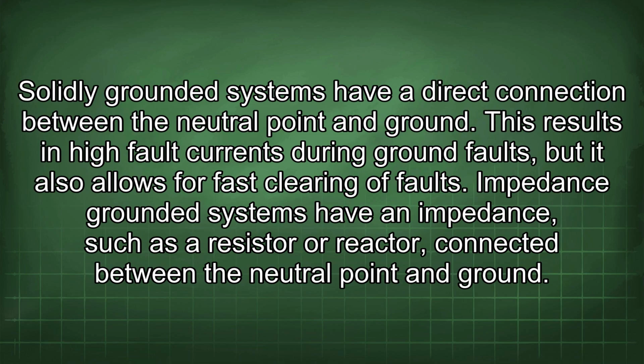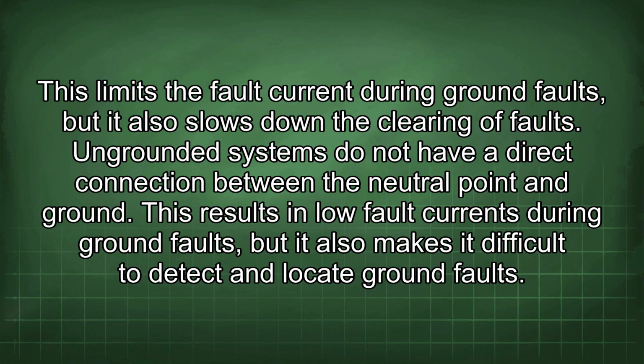Solidly grounded systems have a direct connection between the neutral point and ground. This results in high fault currents during ground faults, but it also allows for fast clearing of faults. Impedance grounded systems have an impedance, such as a resistor or reactor, connected between the neutral point and ground. This limits the fault current during ground faults, but it also slows down the clearing of faults. Ungrounded systems do not have a direct connection between the neutral point and ground. This results in low fault currents during ground faults, but it also makes it difficult to detect and locate ground faults.